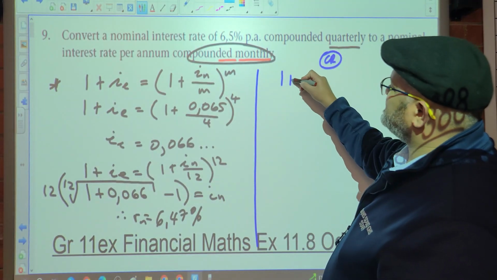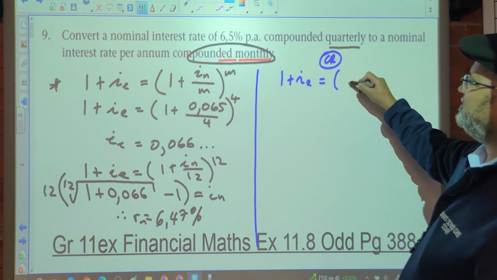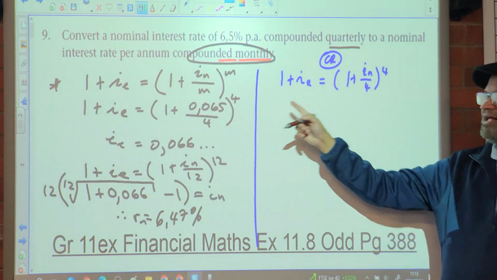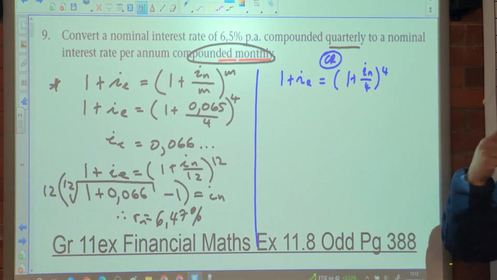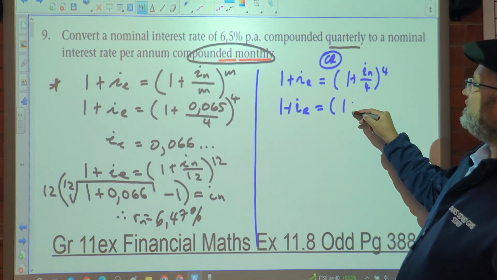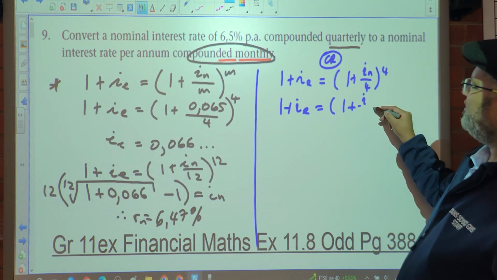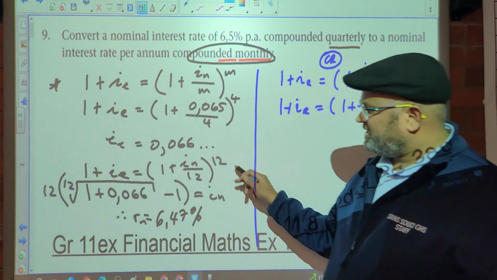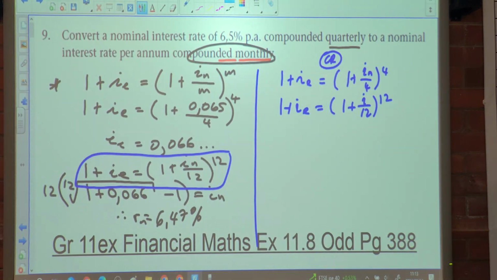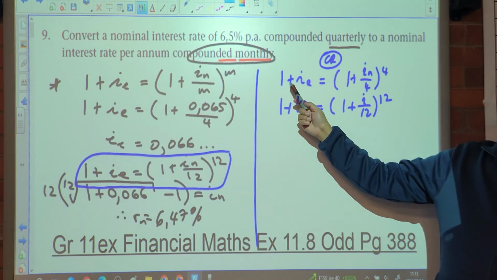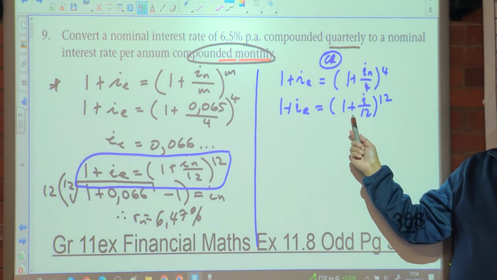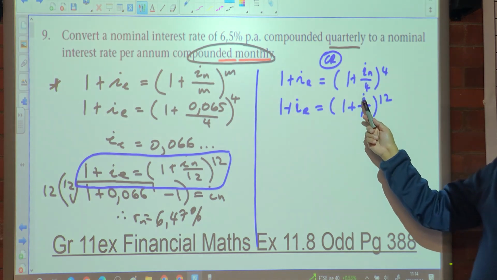We know that 1 plus i effective equals 1 plus i nominal over 4 to the 4. That was the first calculation, not so. Then the next calculation was 1 plus i effective is equal to 1 plus i over 12 to the 12. That was the second formula I used there. But what do we notice? We notice that 1 plus i effective is that, and 1 plus i effective is this. So it has to be equal to that.